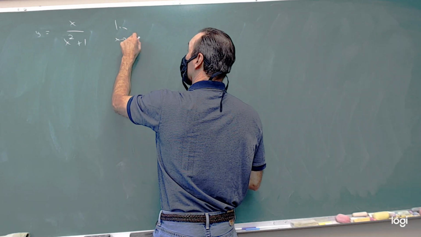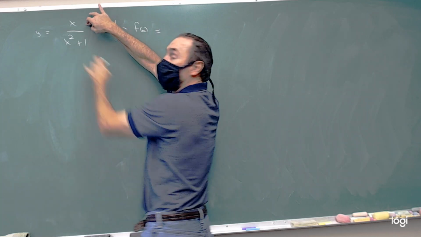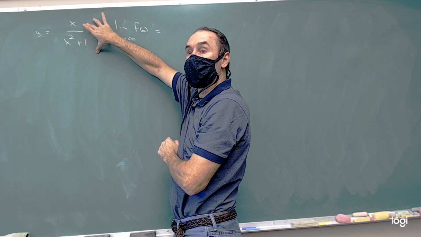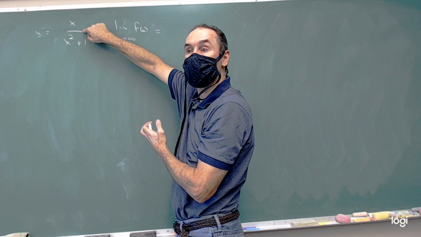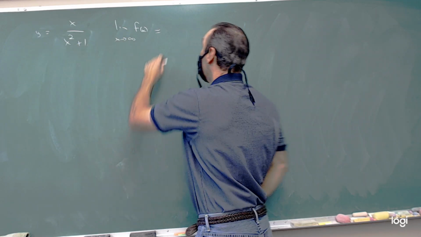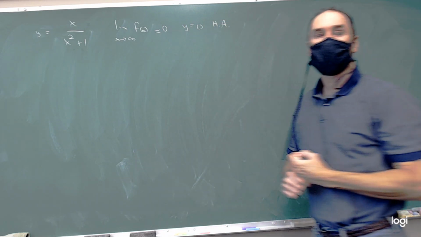Limit as x goes to infinity of this function. As x gets really, really big, what's this thing going to approach? 0. Does that make sense? Because the degree of the denominator is bigger than the degree of the numerator. So that means we're going to get a horizontal asymptote at y equals 0.